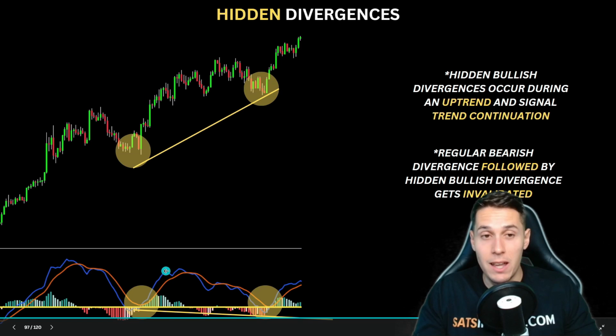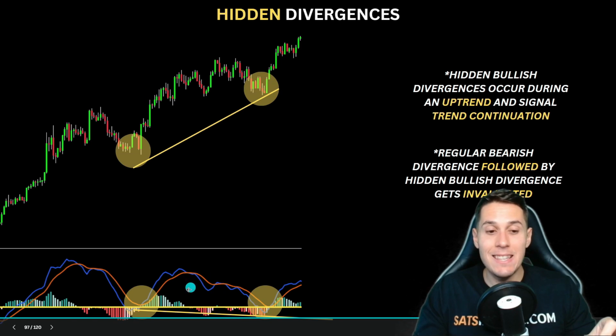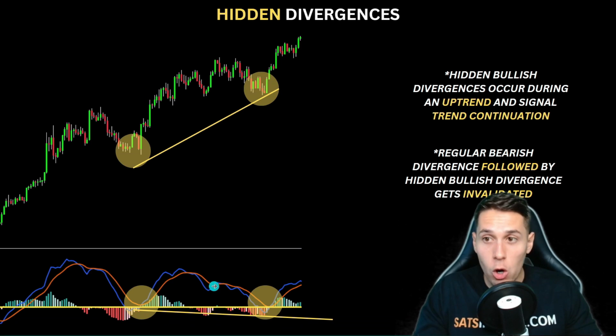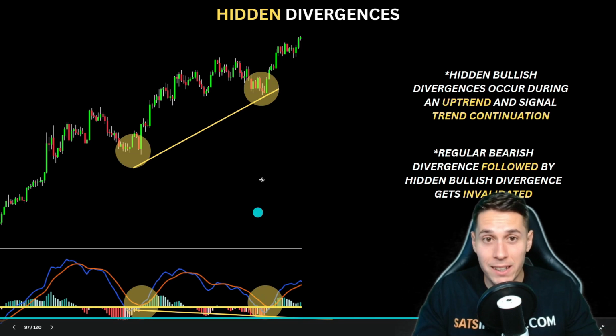As I already mentioned, a regular bearish divergence followed by hidden bullish divergence gets invalidated. So in this case we got the hidden bullish right after the regular bearish, and this bearish divergence is invalidated. We are not going down. This hidden bullish signals a trend continuation. This thing is going to the moon, and that's what happened.